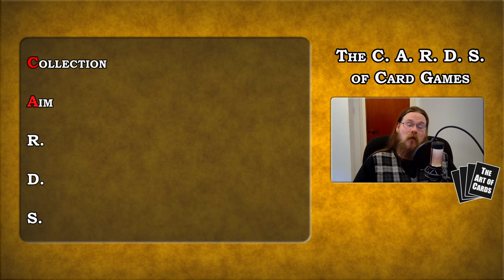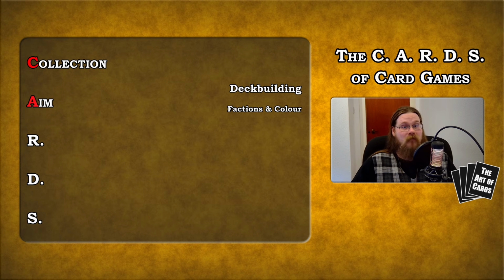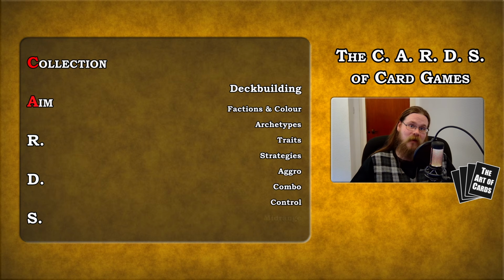So the aim is not only the end destination, but also how you get there. So the road to victory, so to speak. And that is where deck building also comes in under this category. This would cover something like factions or colors, archetypes, traits, strategies, aggro, combo, control, and mid-range, for example.